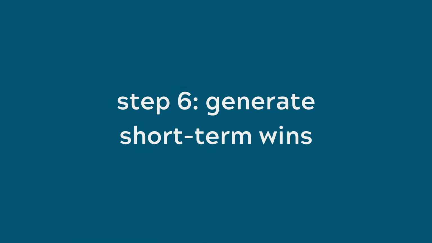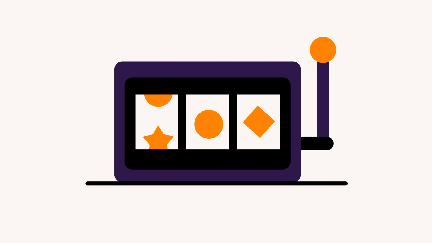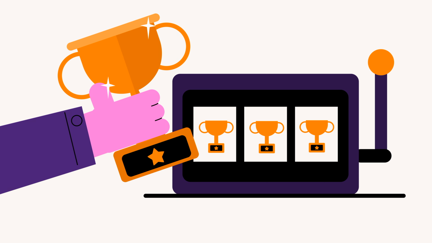The next step is to generate short-term wins. Change initiatives can take a long time, which is why Kotter emphasizes celebrating early successes. Short-term wins help build momentum, demonstrate progress, and reinforce stakeholder confidence. In higher education projects, short-term wins might include successful pilot programs, early adoption by a few departments, or positive feedback from students or faculty. Highlighting these wins helps people see that the change is making a difference.